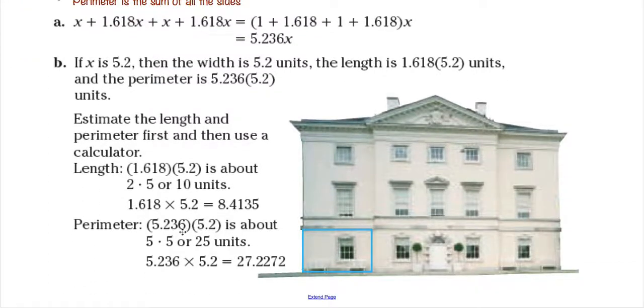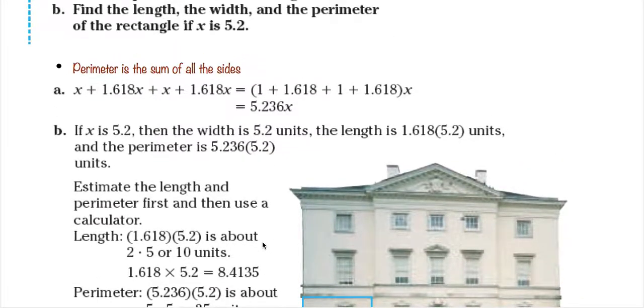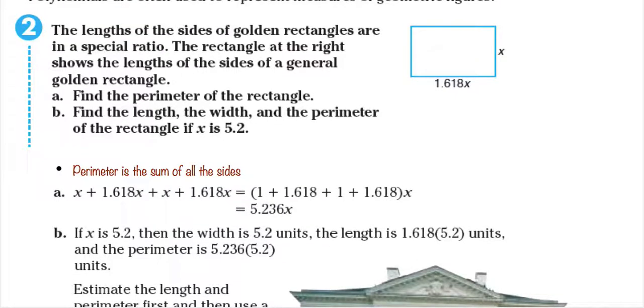Which brings us to the substitution of the values, the length is 8.4135, and the perimeter is 27.2272. And that's how you use adding polynomials to be able to solve word problems such as this one.